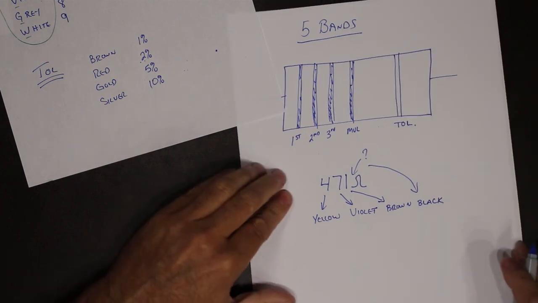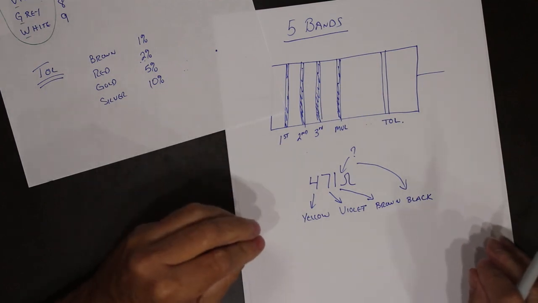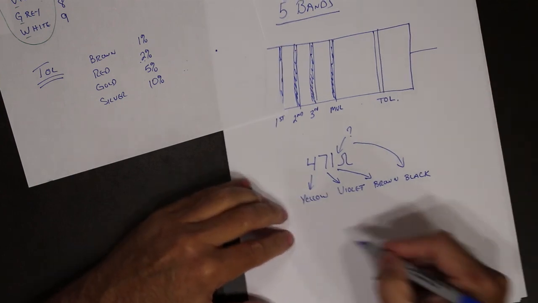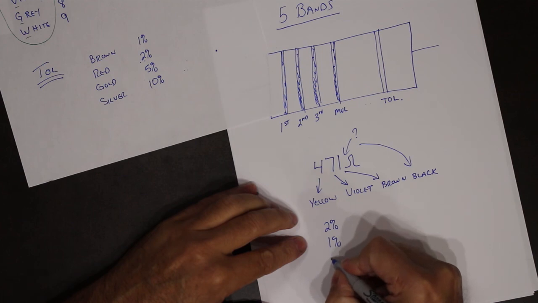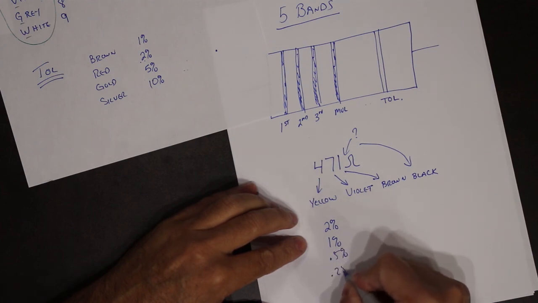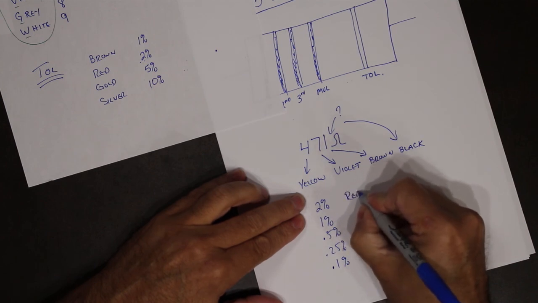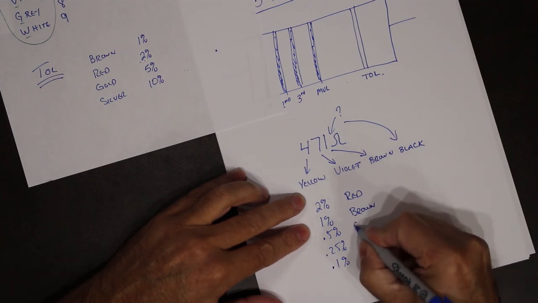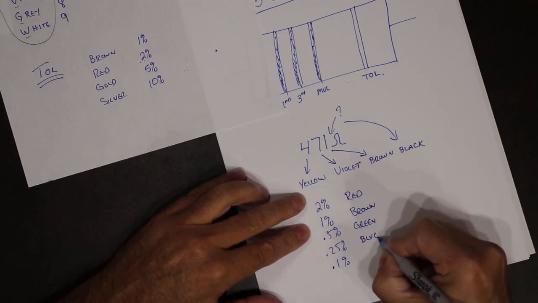Tolerances. Since the resistors are higher quality and higher precision, they also have tighter tolerances. So typically the values of tolerances that we can see are 2%, 1%, 0.5%, 0.25%, and 0.1%. So the tolerance colors are red, brown, green, blue, and violet.